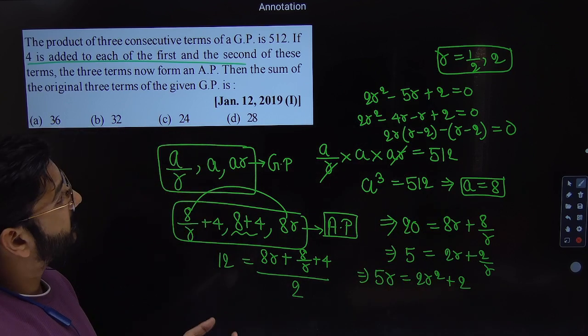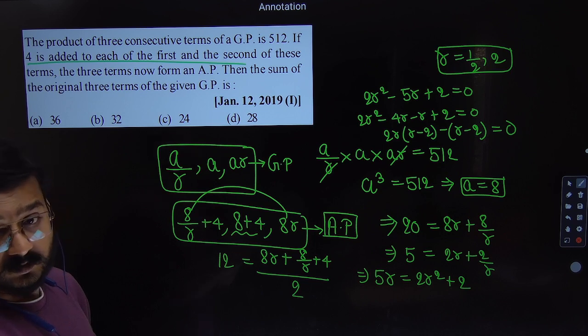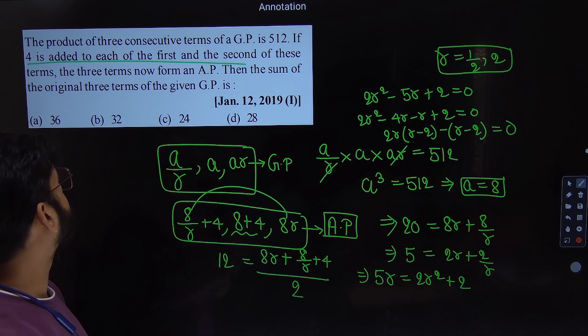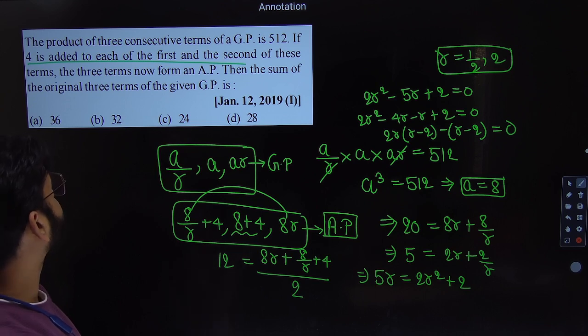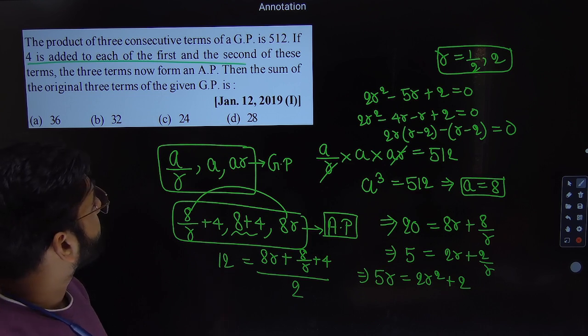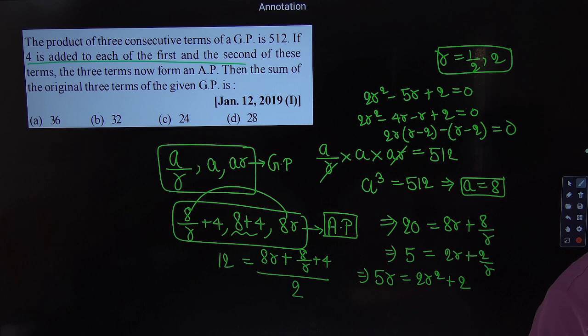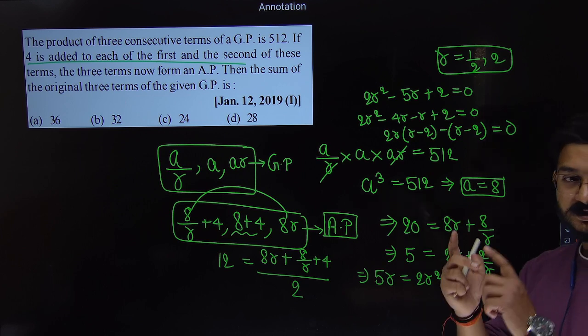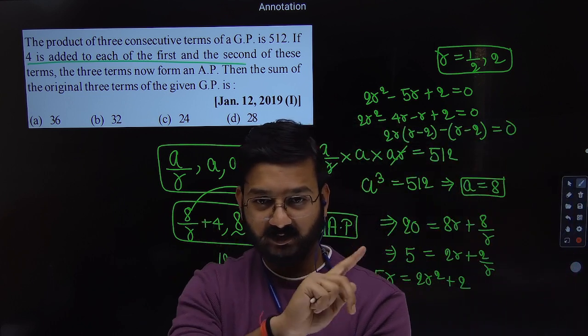Which value will we consider? 1 by 2 or 2? 2. Why 2? Why should we consider this as 2? Why not 1 by 2? We have two values of R, 1 by 2 and 2. Should we consider both? Both of them will give the same thing. You can check. The first three terms will be same.